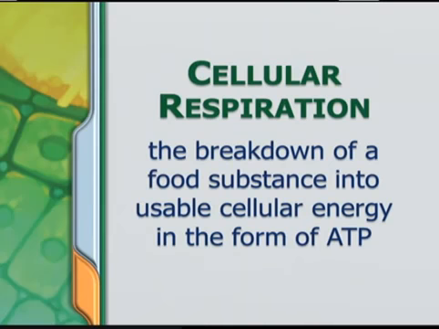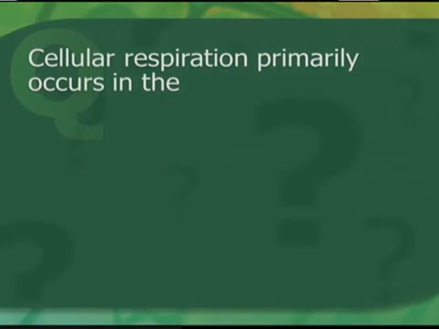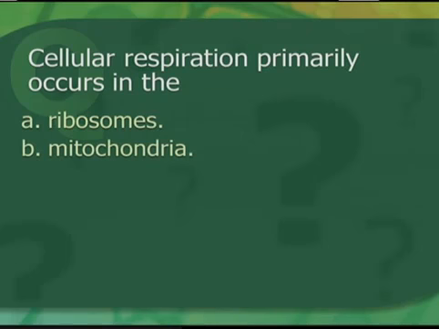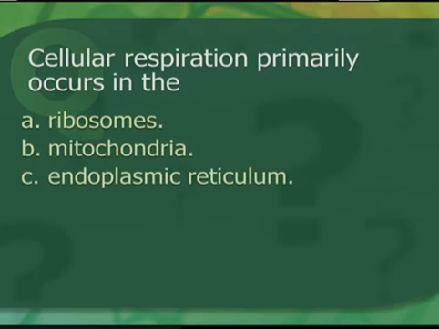Now, before we get too much further, I'm going to ask you another lesson question. Lots of reviewing here. Where does it occur? We've talked about all the cellular organelles and the functions that they carry on. There's a lot of overlapping there, but when we talk about cellular respiration, where does that primarily occur? In the ribosomes, the mitochondria, the endoplasmic reticulum, or the nucleus?